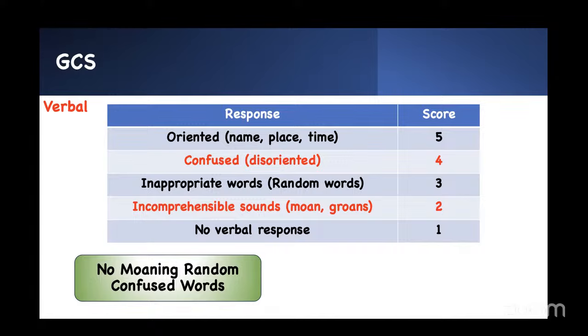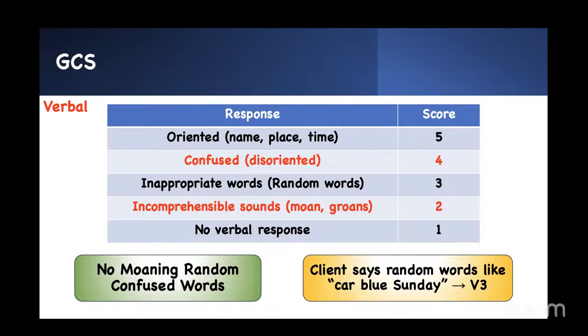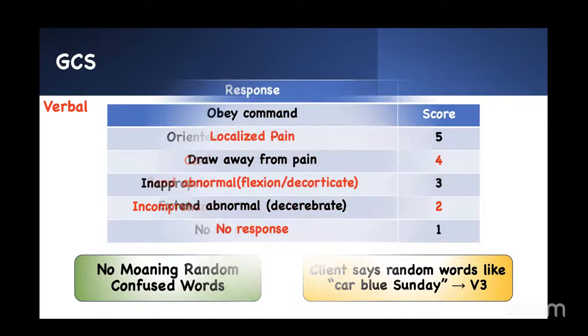You get 2. But if you make a sound and it's inappropriate, based on the question they're asking you, you are not responding to the question. You're saying something, we can hear exactly what you're saying, but it does not make sense. You get 3. If you're confused, you get 4. And if you're oriented, you get 5. So none, moaning, random, confused, words is what will give you the GCS information. That is the easy mnemonic I want you to pay attention to. For example, a client says random words, and you see random, you know definitely that patient is going to get 3. These are little things you can use to calculate GCS.